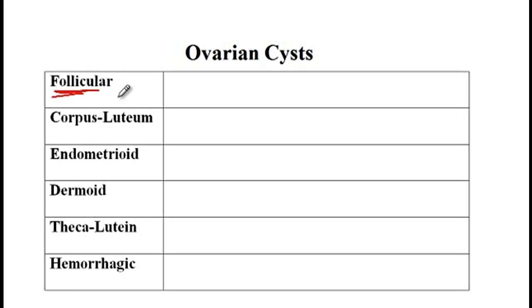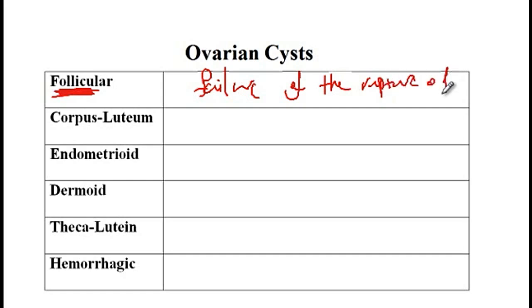If the follicle fails to rupture at the midpoint of the menstrual cycle, and the egg is not released, then it will form a cyst. And this cyst is referred to as a follicular cyst. So this is due to the failure of the follicle to rupture during mid-cycle.